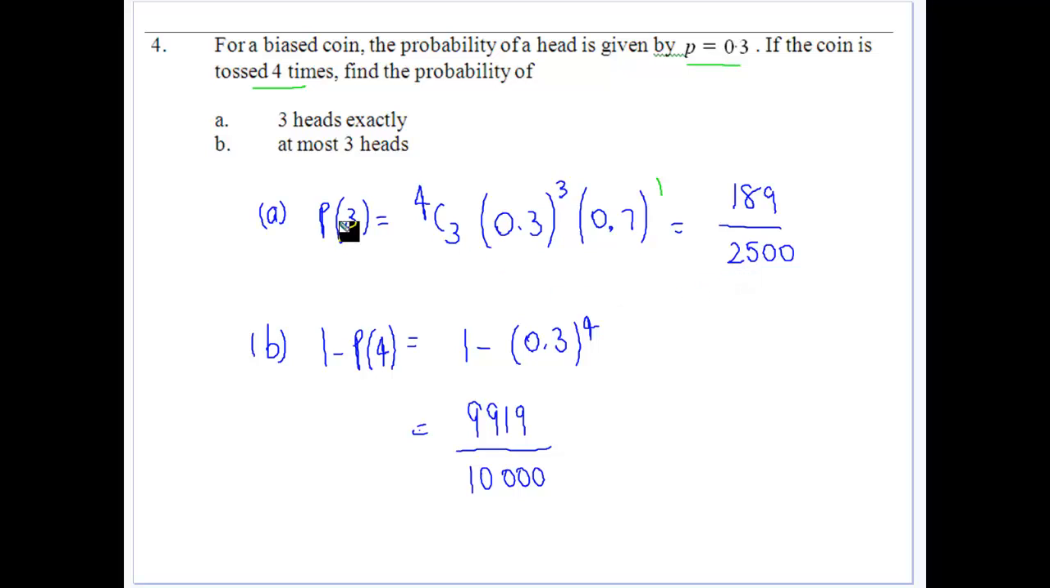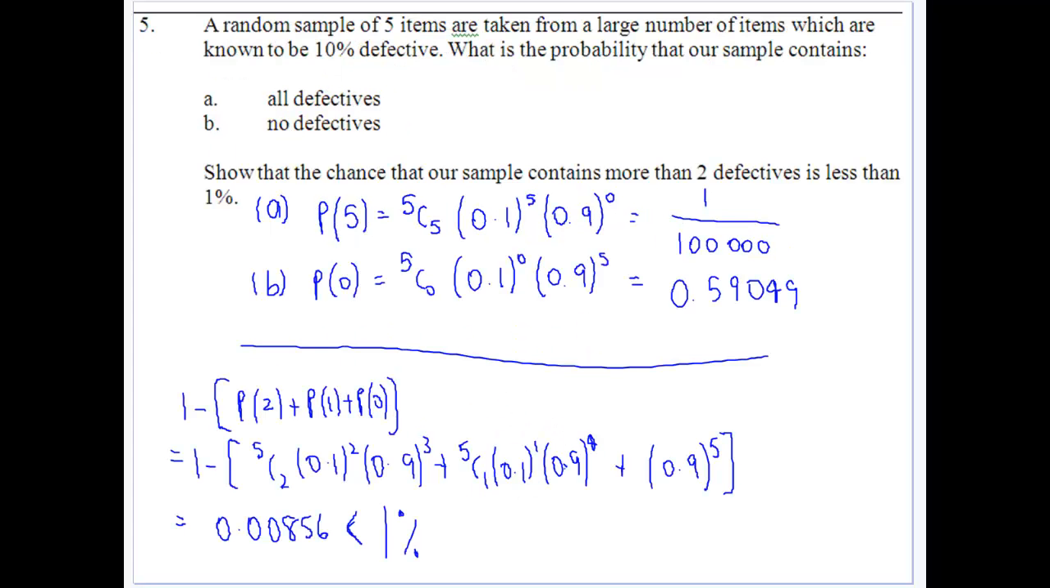At most 3 heads, which means, well, we could get no heads, 1 head, 2 heads, 3 heads. The one that's not included there is the probability of getting 4 heads, so it's 1 minus 0.3 to the power of 4, which gives us our answer there. This time we've got a sample of 5 items taken, and we know that 10% are defective.